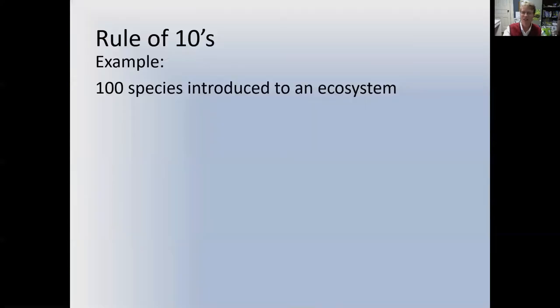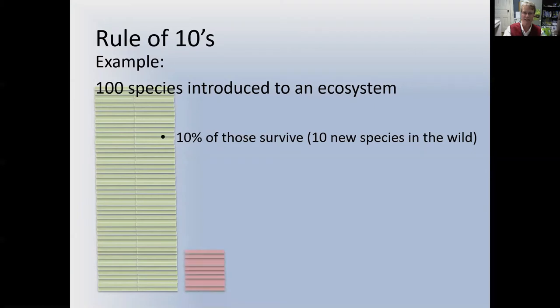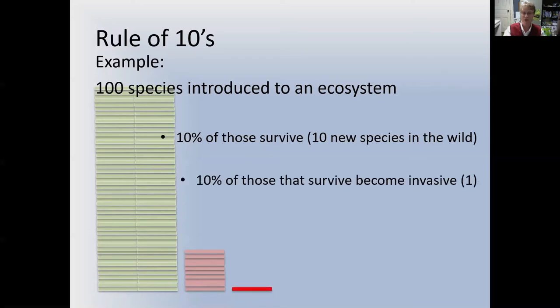When we're getting around to these invasive species and why we should pay attention to them, the rule of tens comes in handy. So if we think about 100 species that are introduced into an ecosystem, about 10 of those actually survive. Then you have these 10 new species in the wild that weren't part of the ecosystem to begin with. Out of those, 10% survive and can actually become invasive. So 1% out of that original 100 would be invasive species. And that's just really one too many.